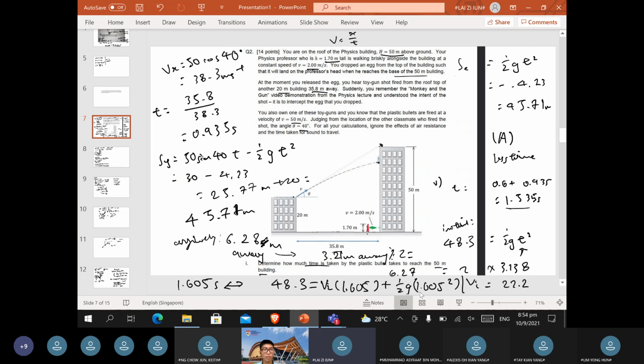Okay, by any chance, does anyone have the answer? Is it 22 meters per second? Not sure. Okay, nice. All right. If that's the case, then I can run through.